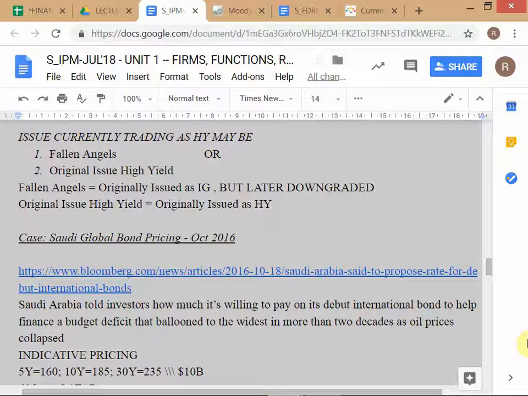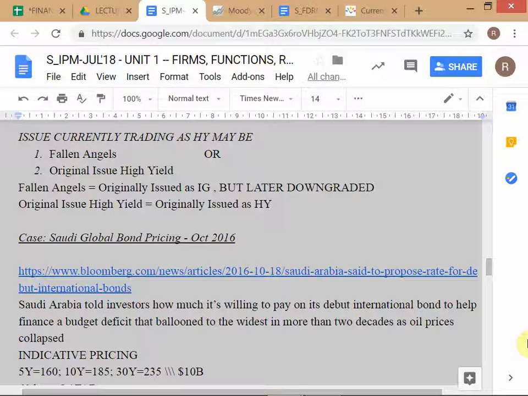Yes, sir. Fallen angels are originally issued as an investment grade debt security, like AAA grade or A plus, and later because the fundamentals of the company worsen, the rating agencies downgrade it from investment grade. So it is a fallen angel. Okay, and what is original issue high yield? When the securities were issued, they were issued as high yield, below investment grade. Good, very good. So this is the difference.